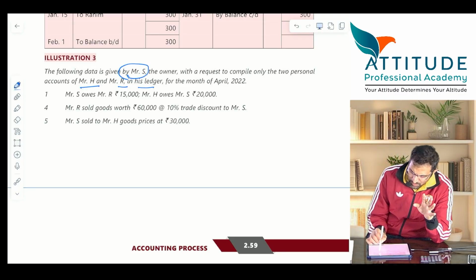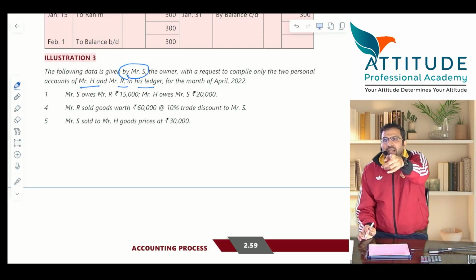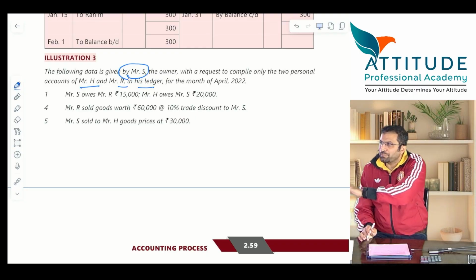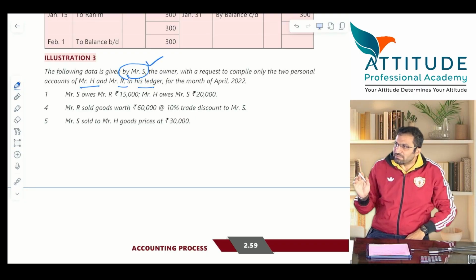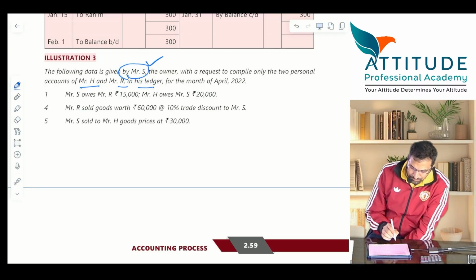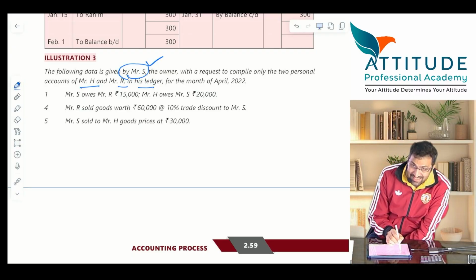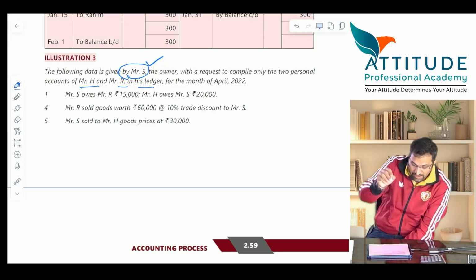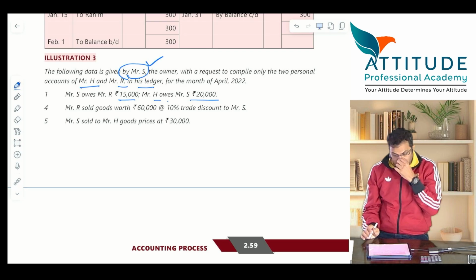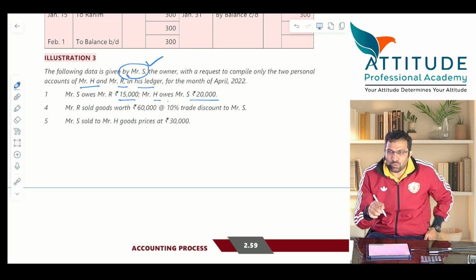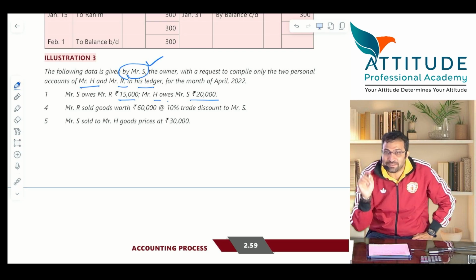The owner with a request to compile only 2 personal accounts. So H and R are the other party. You assume yourself as what? Yes. Okay. Now one by one I'll let you know. Please tell me. Mr. S owes Mr. R 15 and Mr. H owes Mr. S how much? Okay. Now who is a debtor and who is a creditor for Mr. S? You are Mr. S.